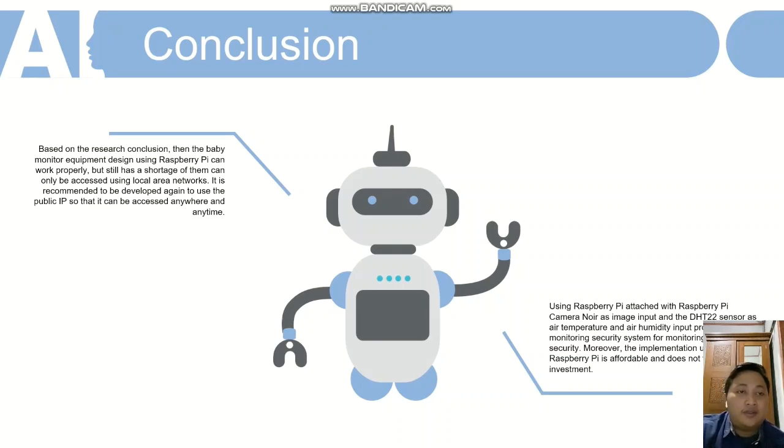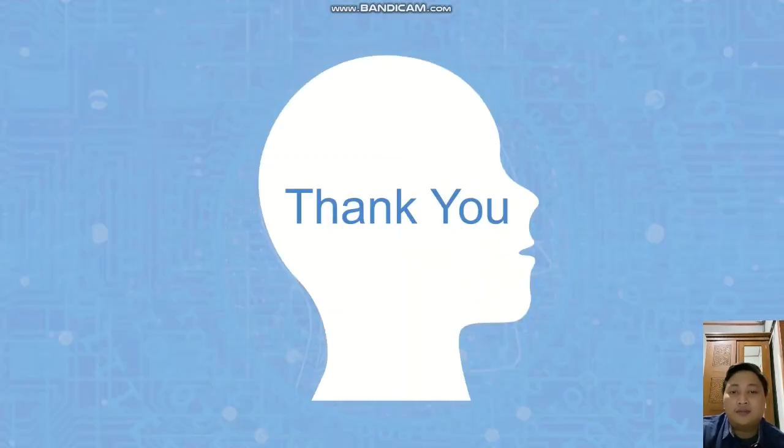And point 2, using the Raspberry Pi attached with the Raspberry Pi Camera Noir as image input and the DHT22 sensor as air temperature and humidity input proved helpful as a security system for monitoring the baby. Moreover, the implementation using the Raspberry Pi is affordable and thus does not require much investment.